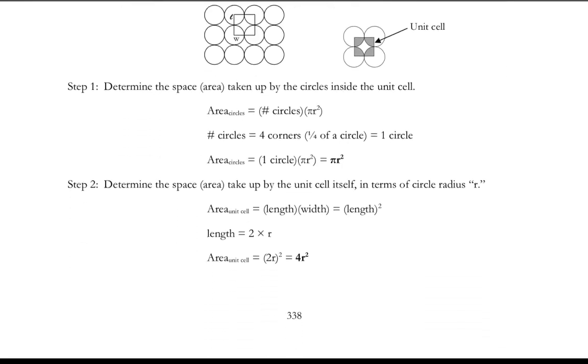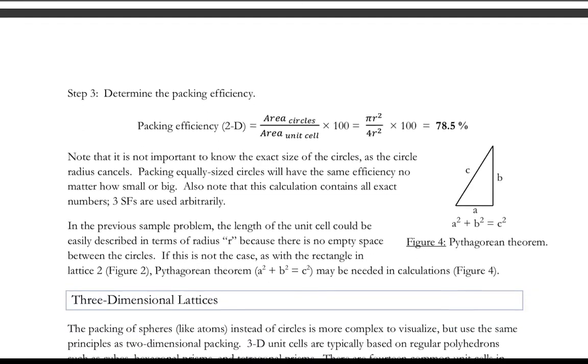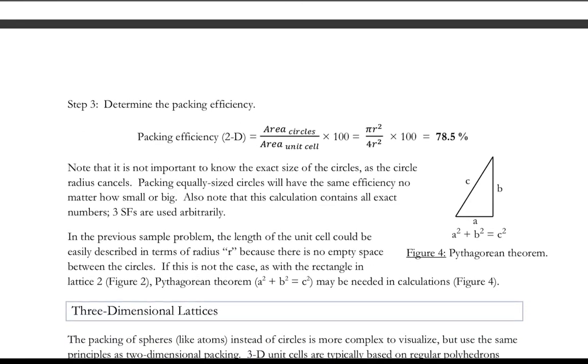Alrighty, so now we put all that together in our packing efficiency equation, step 3. So the area of the circles divided by the area of the unit cell times 100. The area of the circles we found to be pi r squared. The area of the unit cell, 4r squared. Notice the r squared cancels out, and we do that times 100. So basically we have pi times 100 over 4, or we have 78.5% of the available space occupied.